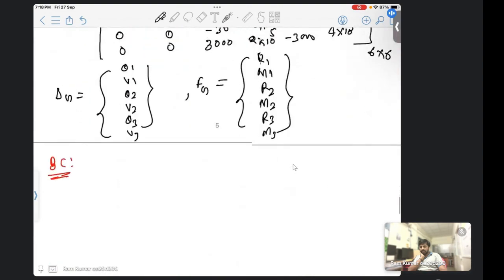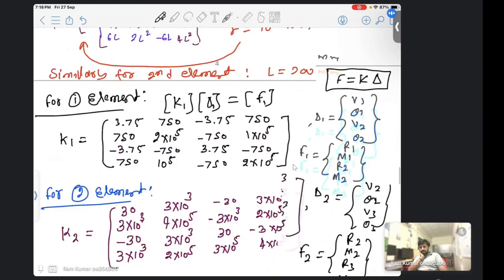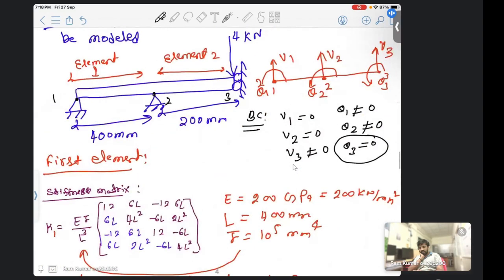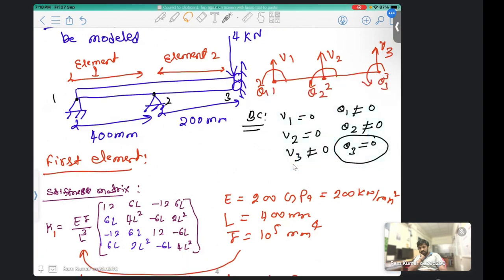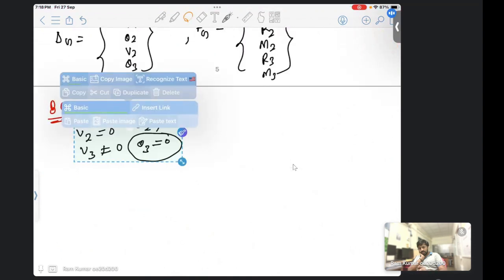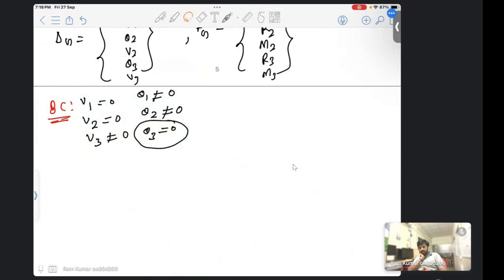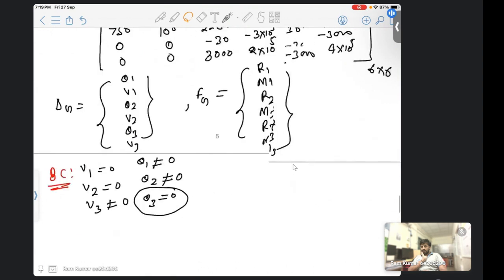Bad connection here today. So this is our boundary condition. I will just copy the boundary condition from here. These are our boundary conditions. Okay. So now what we have to do, we have to put it all together.